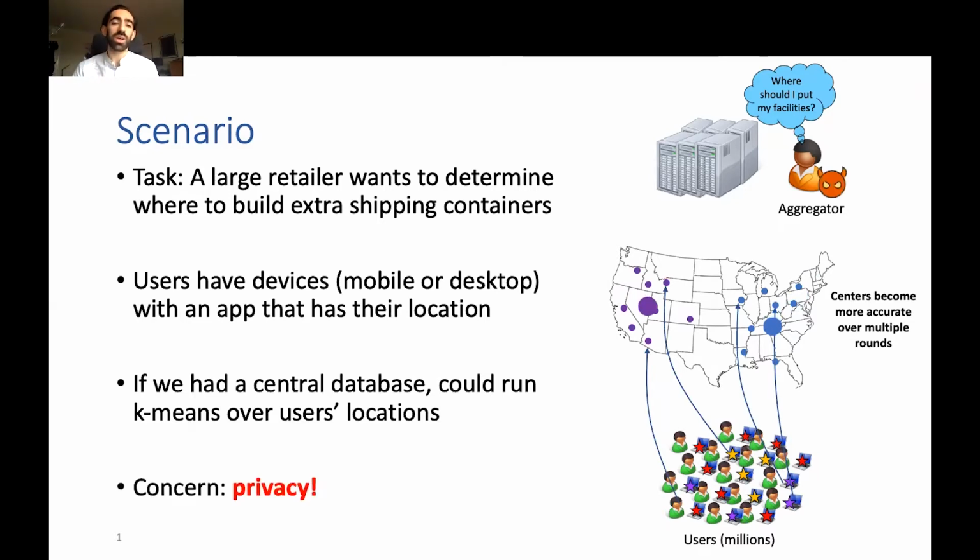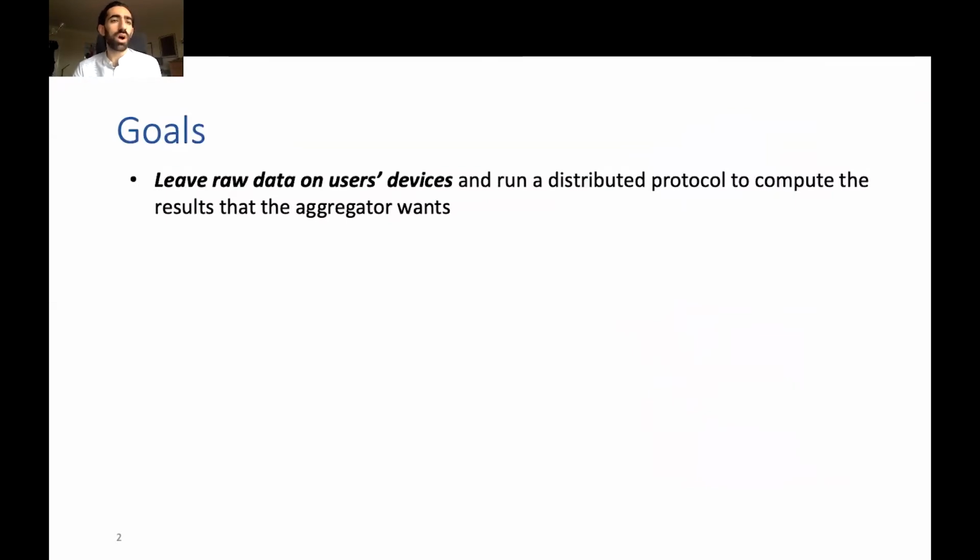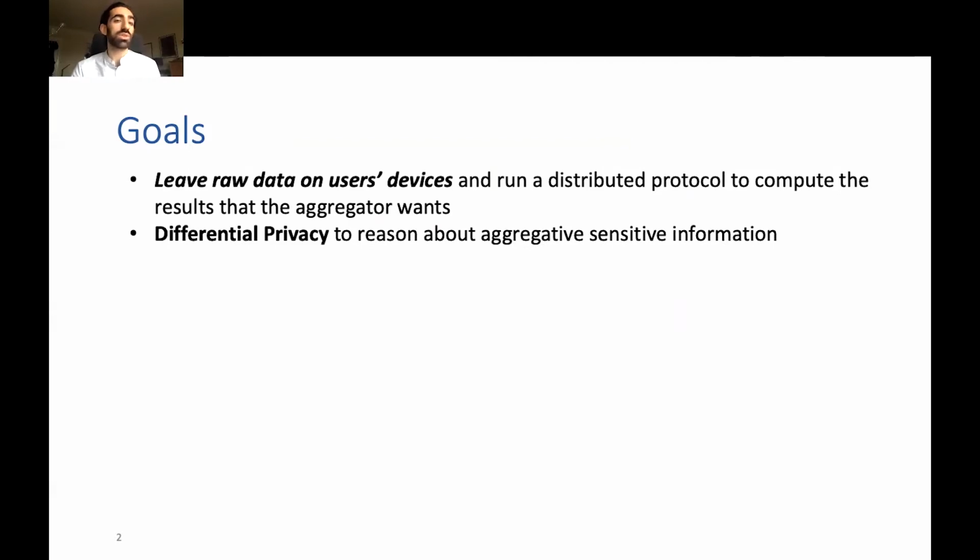But there's a big wrinkle here, which is that we don't want the aggregator collecting all of these user locations directly. So what do we want? We'd like to leave raw data on users' devices and run some sort of distributed protocol to compute the results that the aggregator wants. We want a strong formal privacy guarantee, and we're going to use differential privacy, which is the gold standard right now.